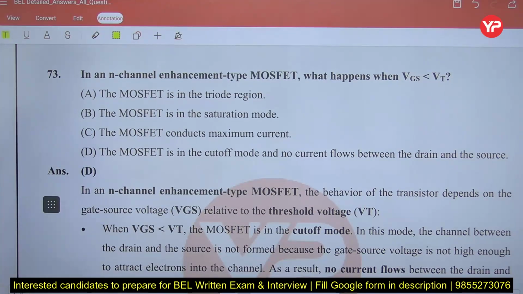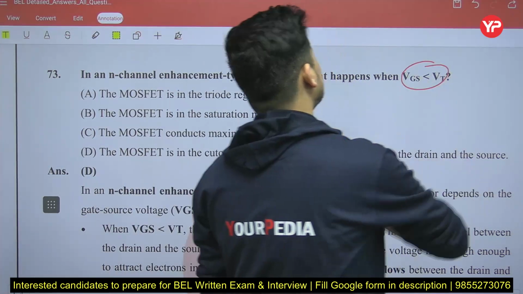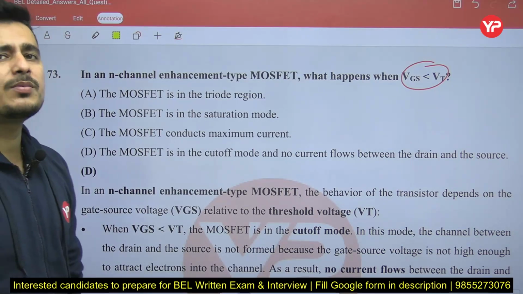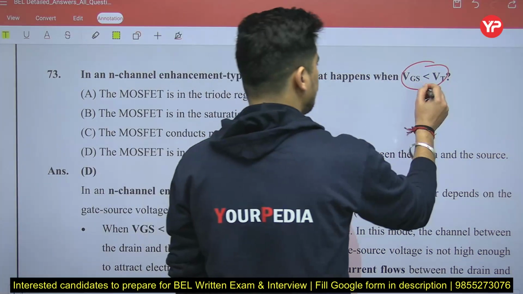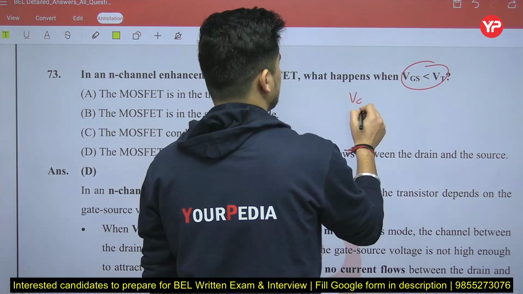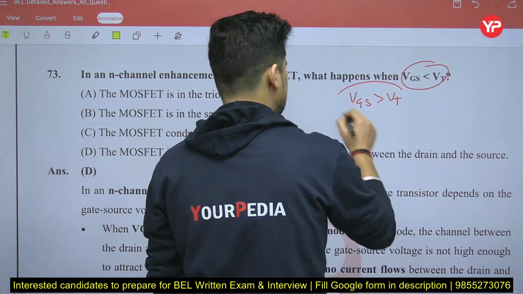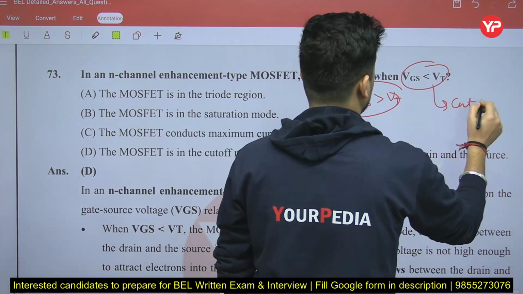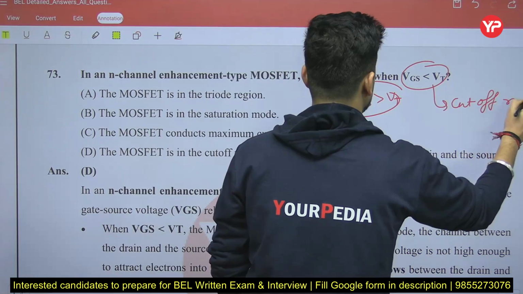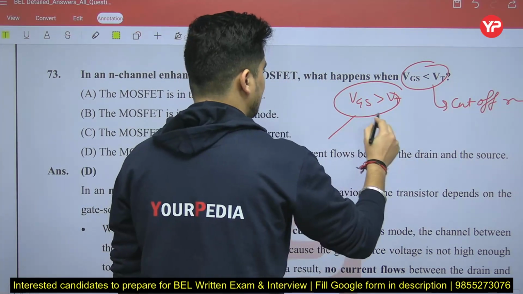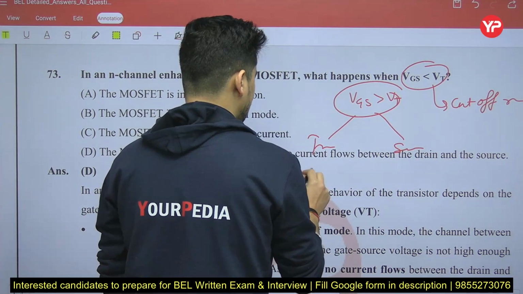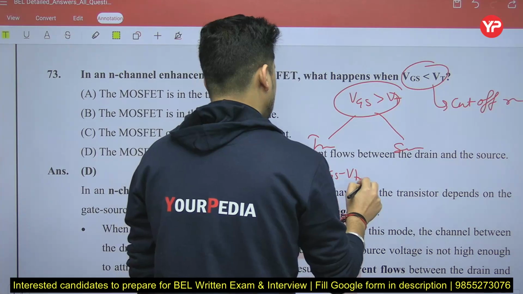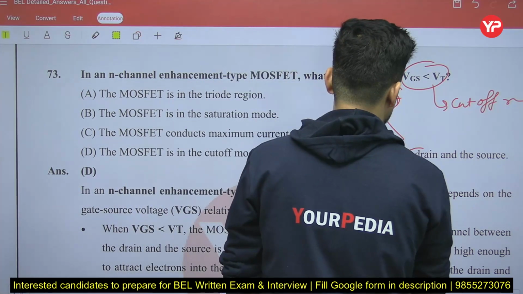Right. N-channel enhancement MOSFET: whenever your gate to source voltage is less than the threshold voltage, your enhancement type MOSFET will be in cutoff region. To turn it on, to make a channel there, VGS should be greater than VT. If your VGS is less than VT, then your MOSFET will work in the cutoff region. When your VGS is greater than VT, we have two types of region: triode region and saturation region. For triode region, VDS should be less than VGS minus VT, and for saturation region, VDS should be greater than VGS minus VT.